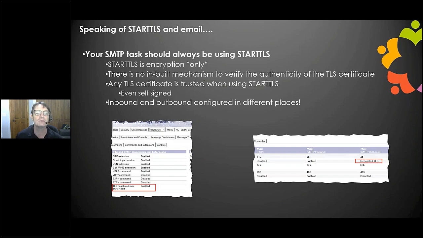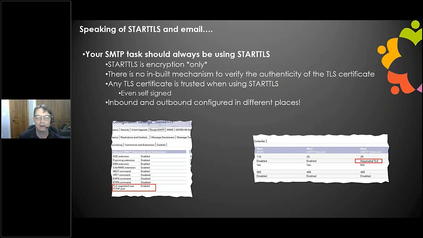It's not tricky to say on Domino, it's just not obvious. So inbound and outbound are in different places. You want both inbound and you want outbound. Be aware though that start TLS is for encryption only. There's no mechanism to verify the authenticity of the connecting server, the authenticity of a connecting TLS certificate. So it's just encryption only. It's encrypting the traffic between you and the next hop.